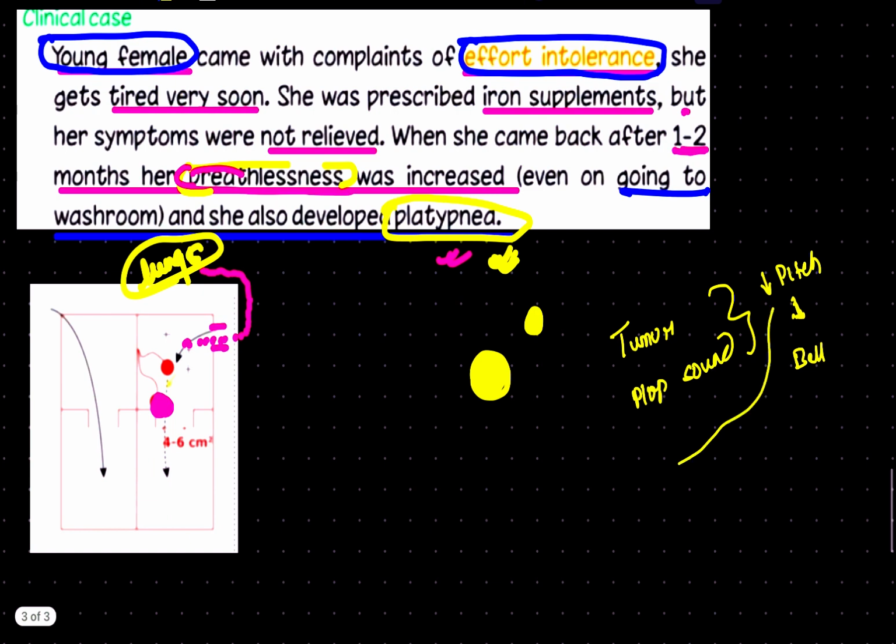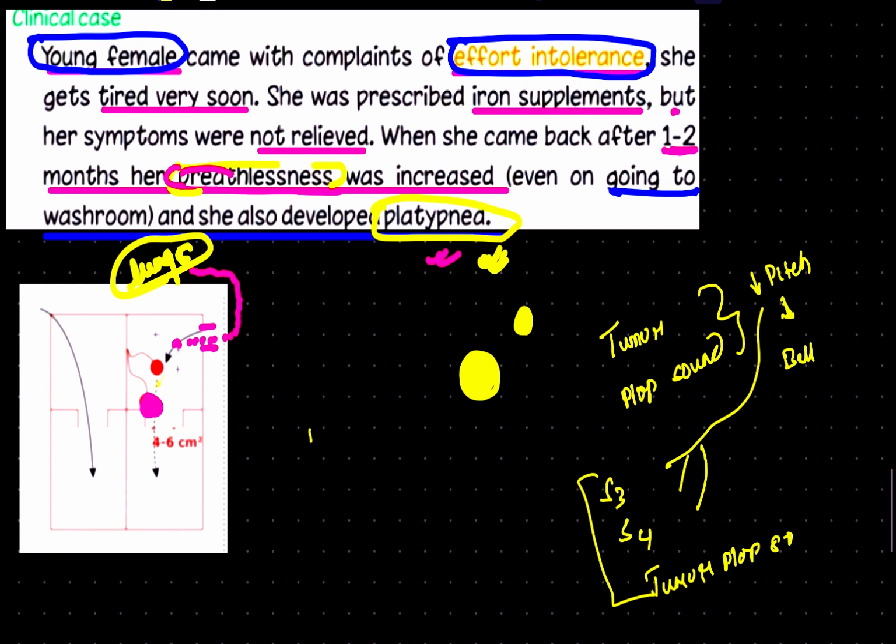Now talking about low pitch sounds, there are only 3: S3, S4, and this tumor plop sound. These are the only low pitch sounds that we discuss. Everything else is a high pitch sound, and they are heard with the help of the diaphragm. That's all. Now talking about examination, the first is the tumor plop sound.